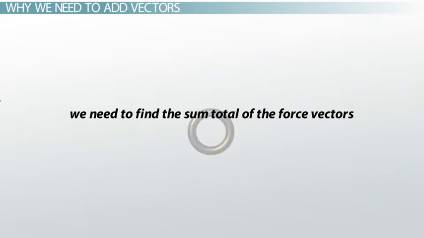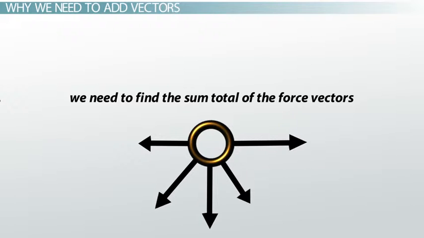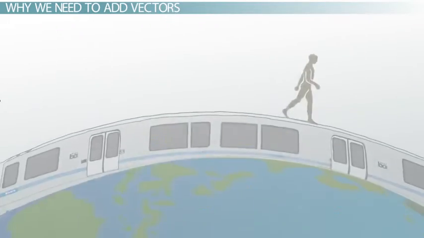To figure out the answer to that question, we need to find the sum total of the force vectors of each of the teams. If 2 teams pull in opposite directions with the same force, they'll cancel out. But with the number of forces that can be involved in real-life situations, there's no telling what the overall force will be. To figure out the overall force, we have to add up the force vectors.